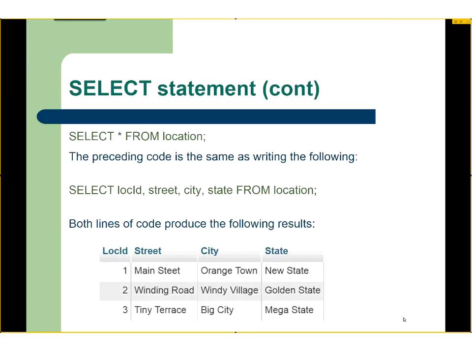So select asterisk from location. Asterisk means all of the rows. So we can use asterisk kind of like a wildcard to select all of them. That would give you the exact same result as select the loc ID, street, city, state from location, if those were the fields that you have.